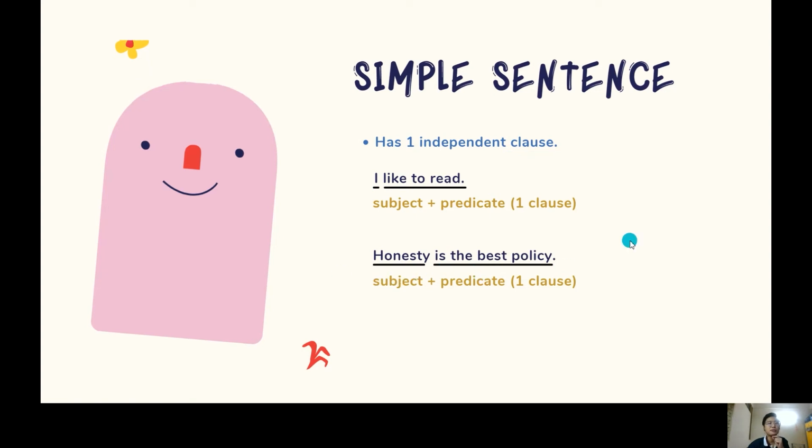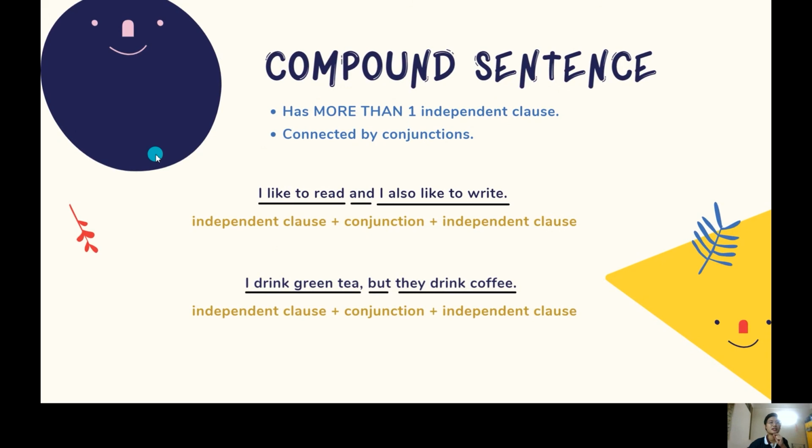Subject, predicate. The next sentence that we want to learn today is a compound sentence. So this sentence has more than one independent clause and they are connected by conjunctions. Just imagine that there are two separate sentences, but you just want to combine them into one sentence. So what are independent clauses? Independent clauses are clauses, subject plus verb, recap, that can represent themselves. So meaning that the entire clause has a meaning by just looking at it. So for instance here, I like to read and I also like to write.